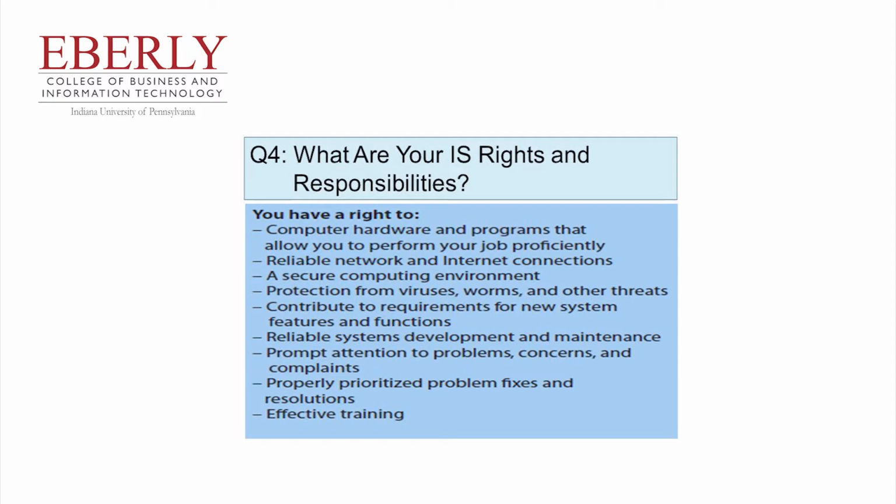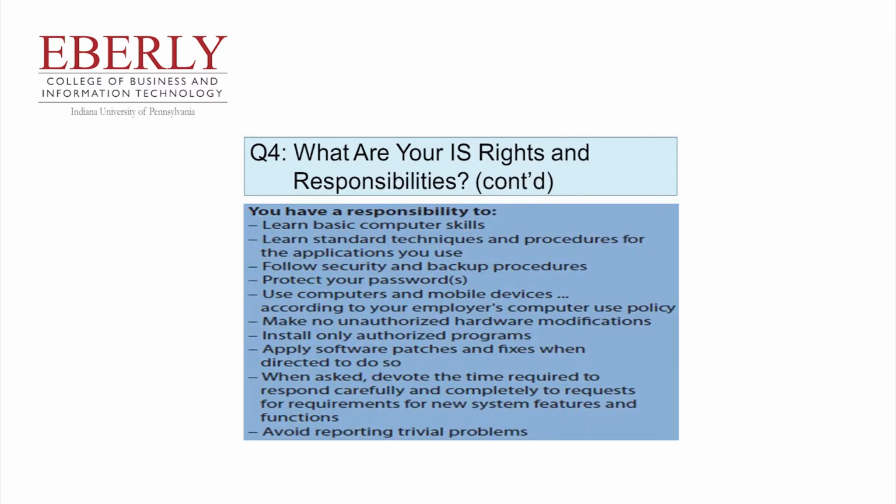Finally, you have a right to effective training that you can understand and that enables you to use systems to perform your particular job. The organization should provide training in a format and on a schedule that is convenient to you. You also have responsibilities toward the information systems department and your organization. Specifically, you have a responsibility to learn basic computer skills and to learn the techniques and procedures for the applications you use. You should not expect hand-holding for basic operations, nor should you expect to receive repetitive training and support for the same issue. You have a responsibility to follow security and backup procedures.